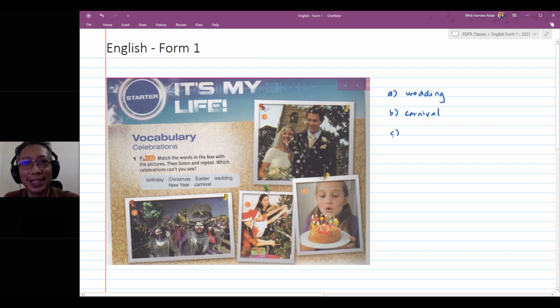For picture C here, what's the answer? Yes, Christmas. Very good. And last but not least, picture D. This girl blowing the candles. The celebration is, of course, birthday, right?